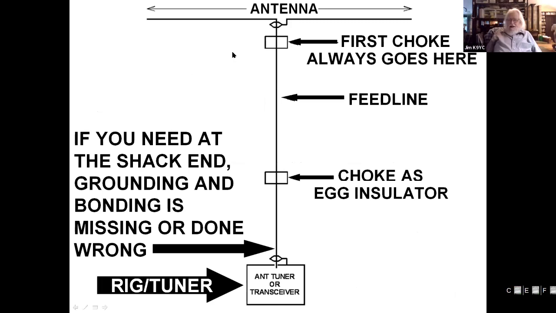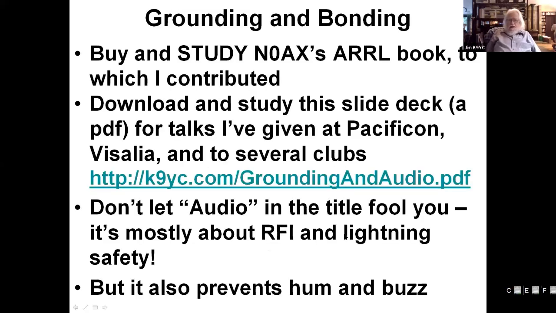So in summary here, the first choke always goes here. We can use chokes here as an egg insulator. And if you need a choke down here to clean up RF in the shack, you got a bonding problem. And I'll show you a link where you can learn about that.